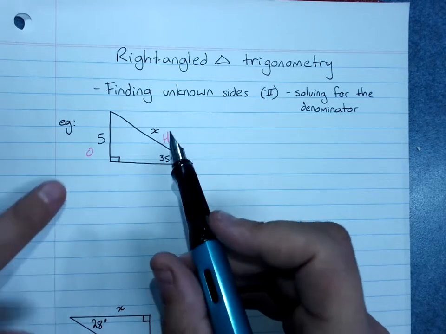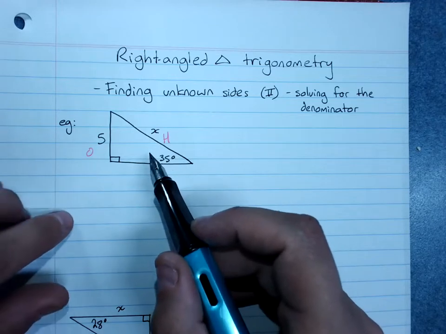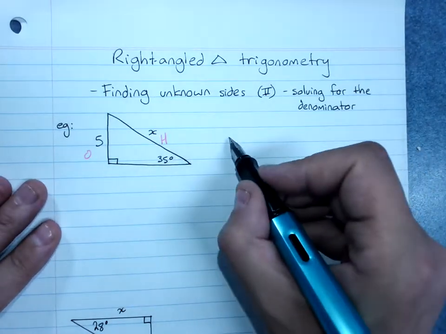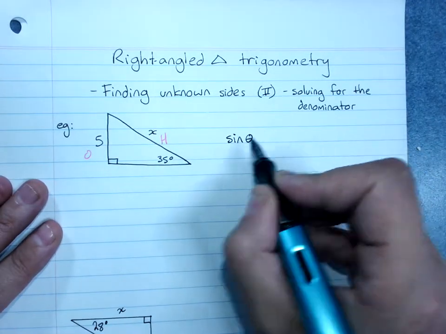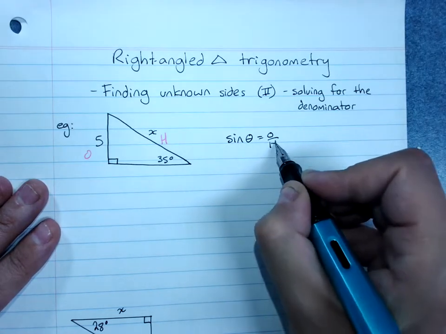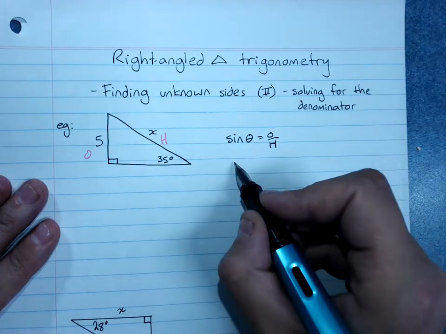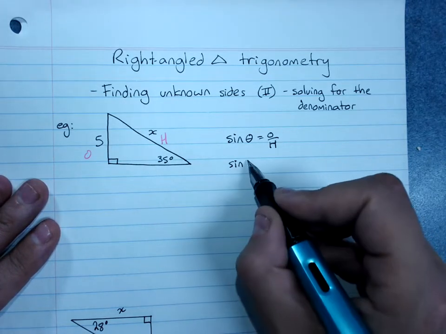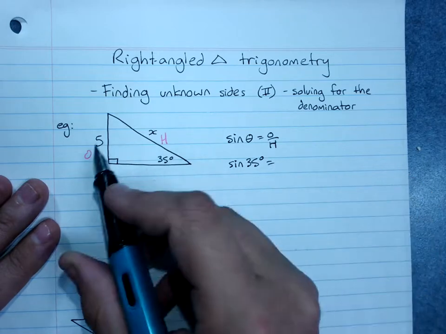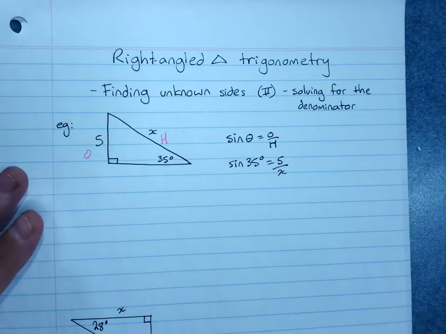We choose our ratio based on which sides we have. Opposite and hypotenuse means we're going to use sine. We write the ratio, sine theta equals opposite over hypotenuse. We substitute in our values. Sine of 35 degrees equals, opposite is 5 over x.